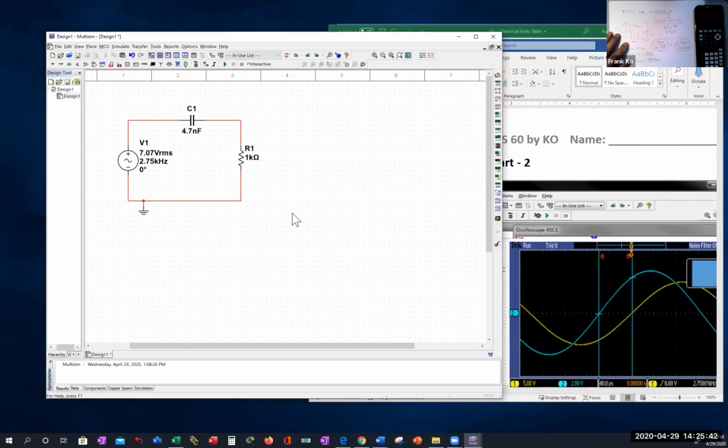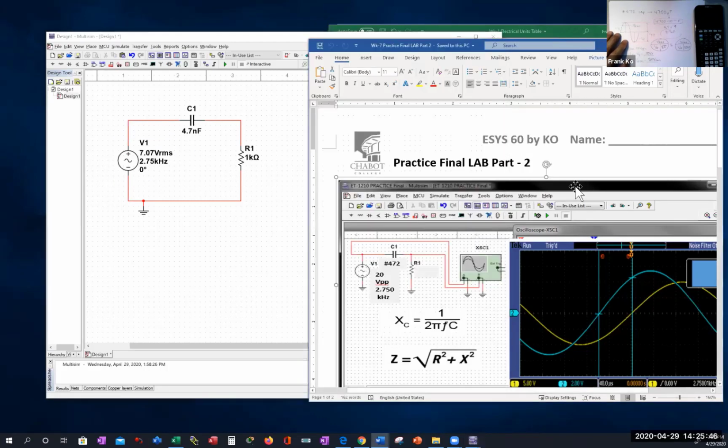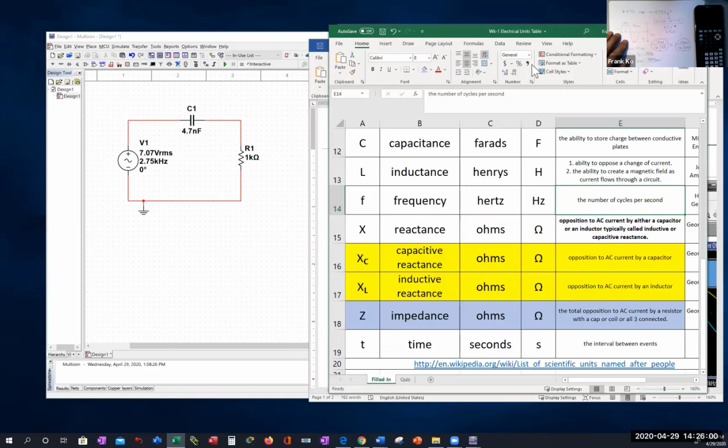So far, so good. Now, the next task is to learn this formula here, X sub C is equal to 2 pi FC. This is the formula that allows you to calculate the number of ohms. Well, what is X sub C? In review, X sub C is called what? Everybody read it out loud to yourselves.